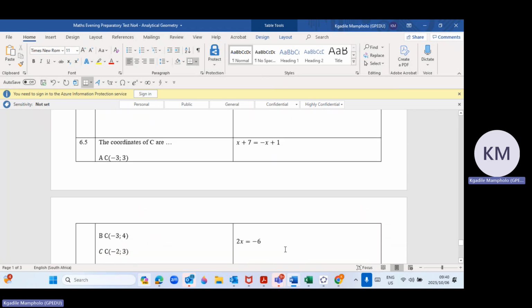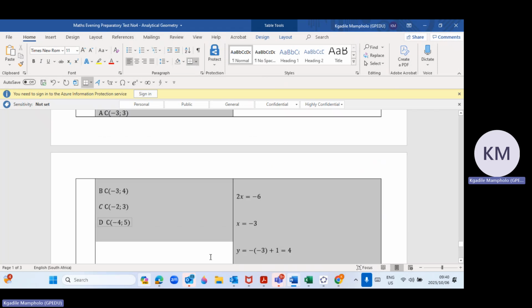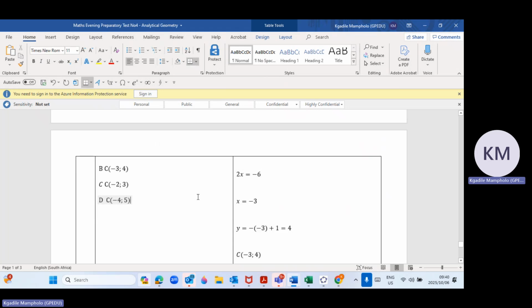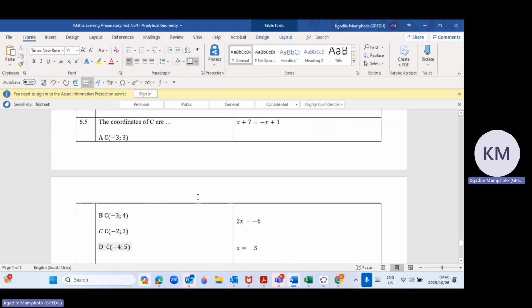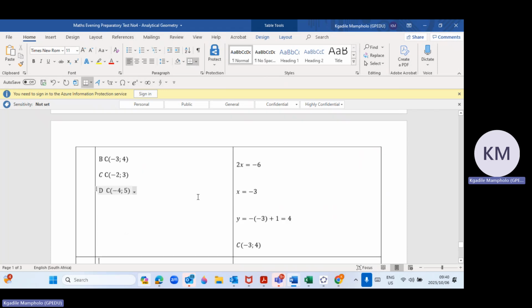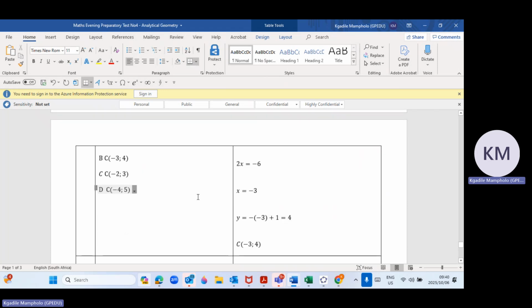Last one, the coordinates of C. Remember, C is the point of intersection of the tangent, whose equation is y equals x plus 7, and the equation of the radius is minus x plus 1, which we calculated in 6.4. Remember, they intersect at C. So you solve them simultaneously. You equate them. Therefore, x plus 7 equals minus x plus 1. Then x will be negative 3, then y will be 4. Then the coordinates of C will be (-3; 4).